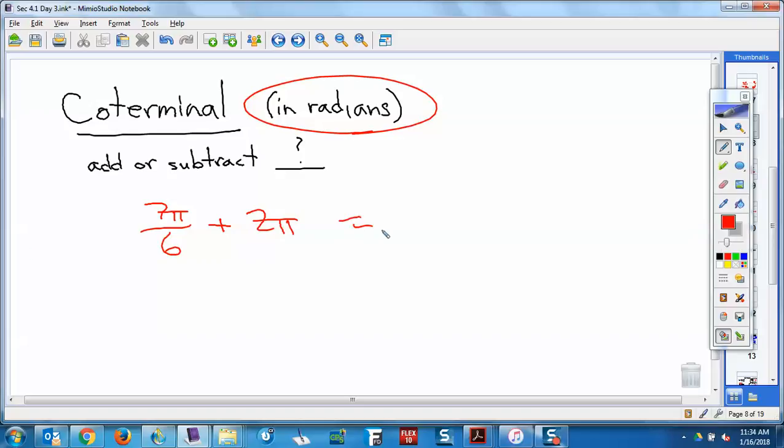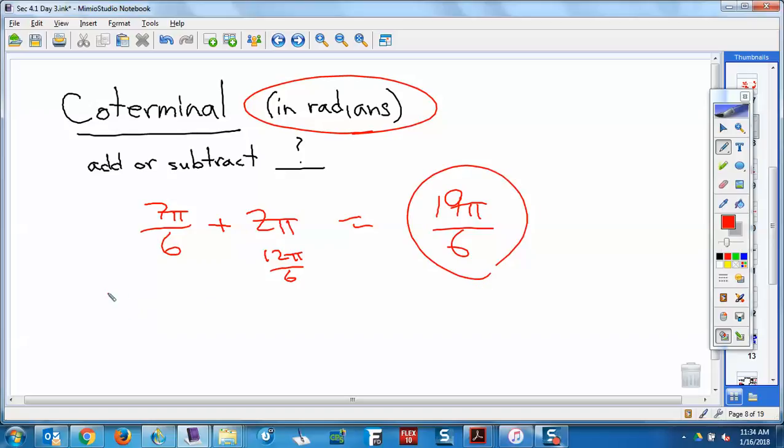So, what would that equal? 19 pi over 6. Very good. 19 pi over 6, right? Because in your head, you're just going to change 2 pi into 12 pi over 6, mentally or write it down, whatever. And so 7 pi over 6 plus 12 pi over 6 is going to be 19 pi over 6.